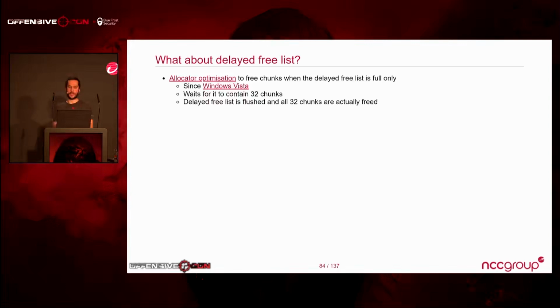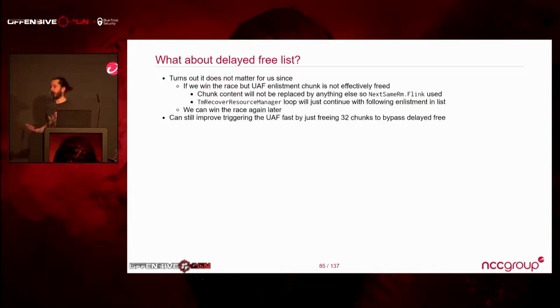There is a concept in the Windows kernel, which is, I think, mostly for optimization, which is that when chunks are freed, they are not actually freed right away. They are put into a delayed free list, which is a way to make them available when you want to reallocate chunks quickly. It's been in Windows since Vista, but basically the idea is that when the 32 chunks are in this list and the list is full, it's going to flush the list. It's going to actually free the 32 chunks. The thing is, for us, it doesn't really matter.